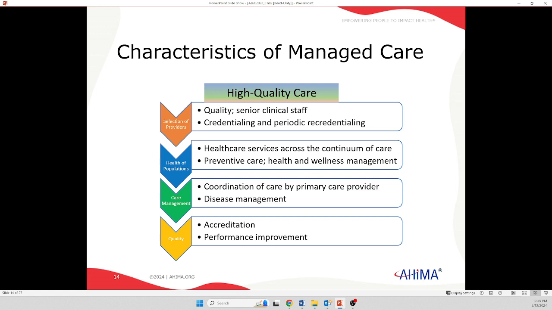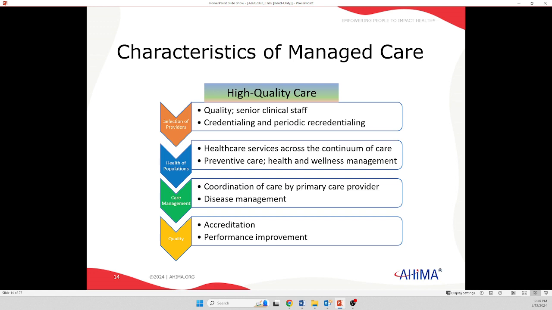Number 3 is the care management. This is coordinated by your primary care. And then they're using that disease management. Again, they're looking at that evidence-based, and they use practice guidelines to make sure that they're following up on your disease management. I'm going to use diabetes as an example.